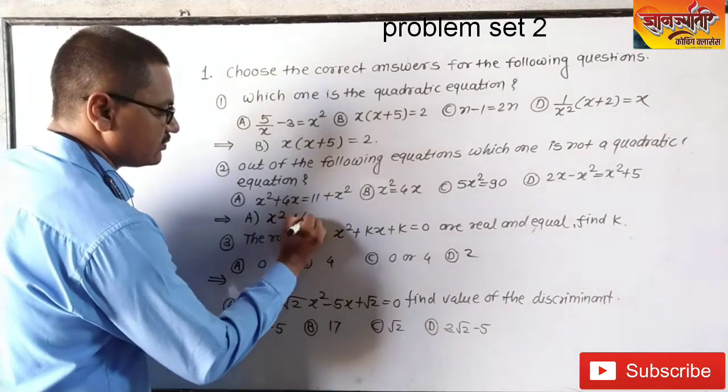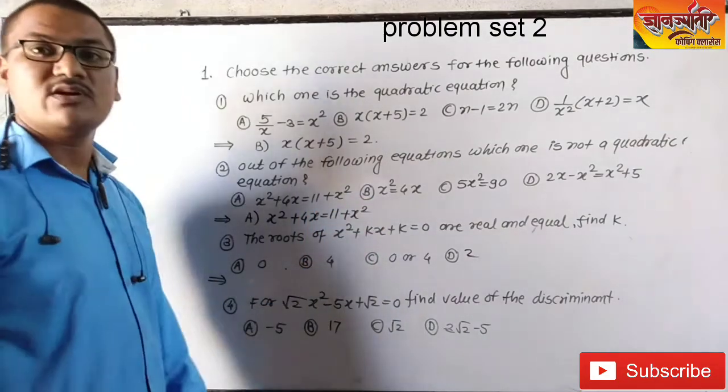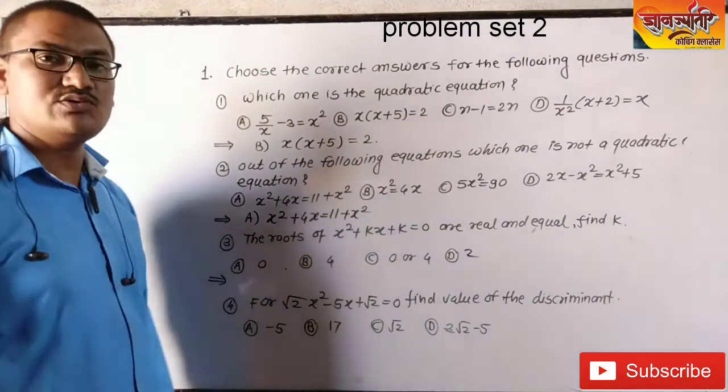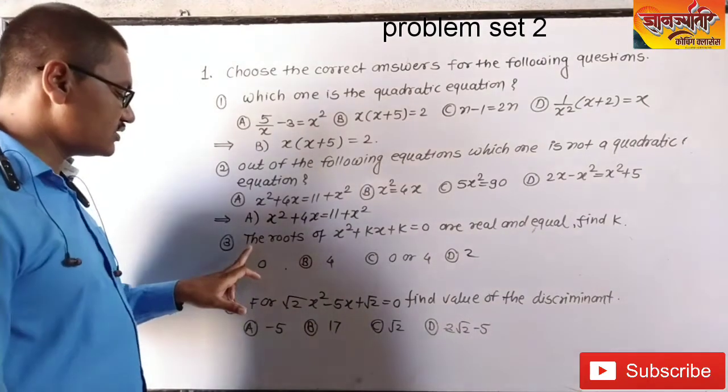x square plus 4x is equal to 11 plus x square is not a quadratic equation. This is the solution, option number A, for the second question. Now you can take the third question.